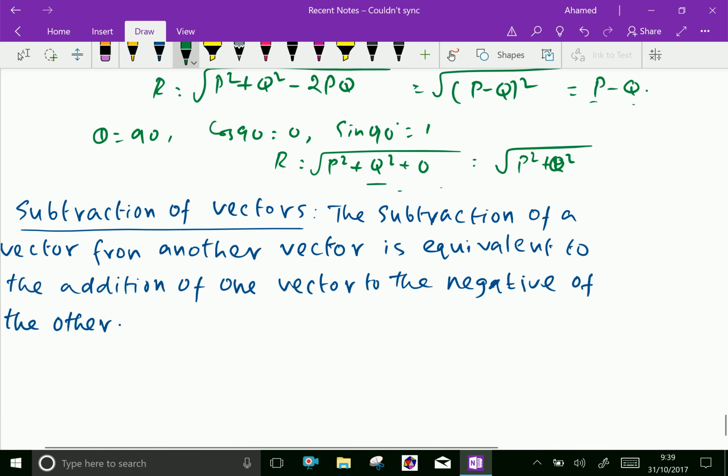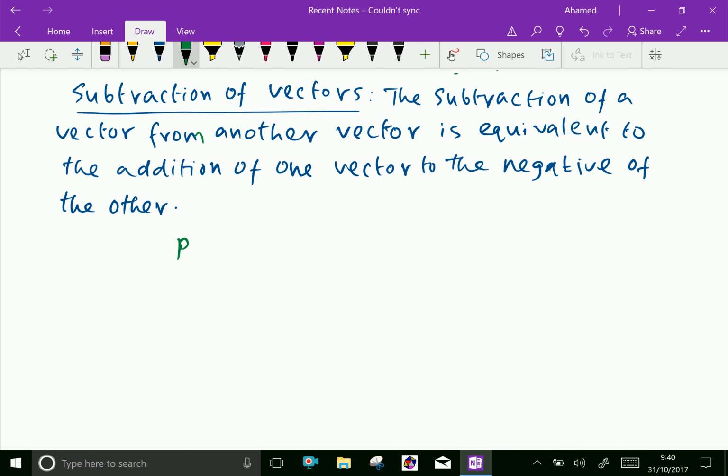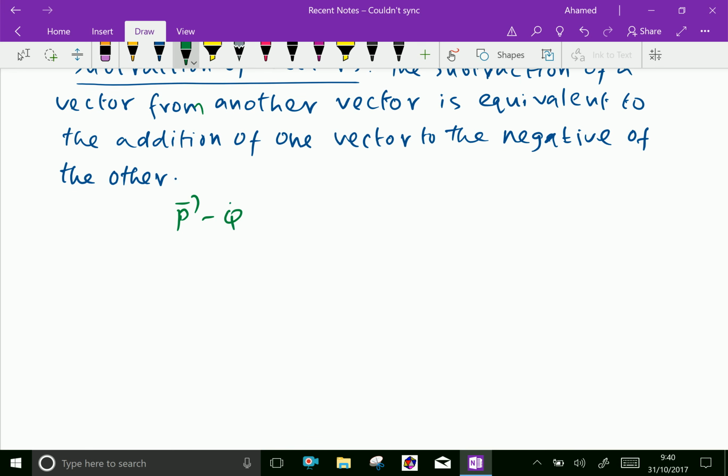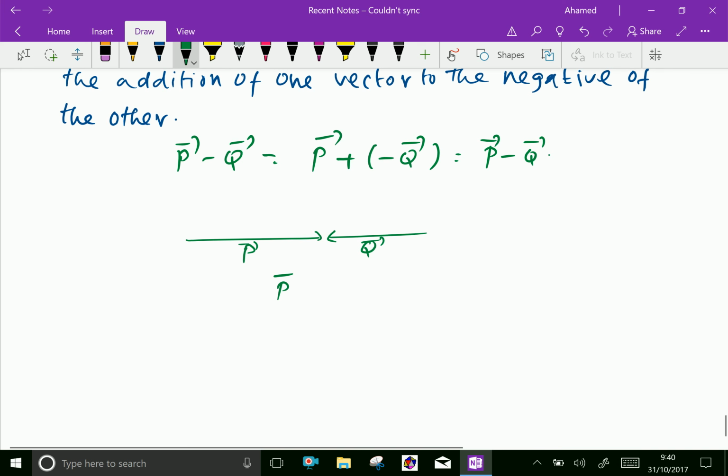Now let us discuss a small thing about subtraction of vectors. The subtraction of a vector from another vector is equal to the addition of the vector to the negative of the other, meaning vector P minus vector Q is equal to vector P plus minus vector Q. We can show one here: one vector is P and the Q vector is in the opposite direction, then both vectors are added, which means P plus minus Q equals P minus Q.